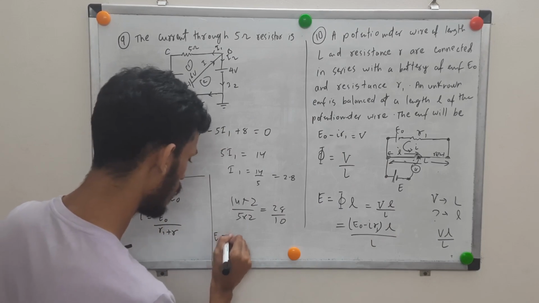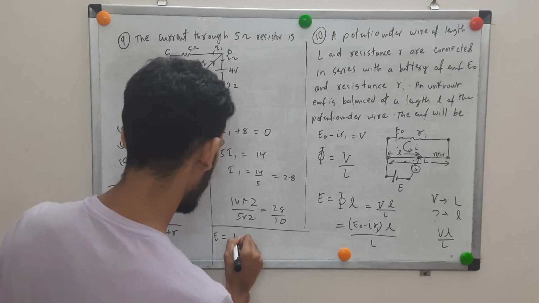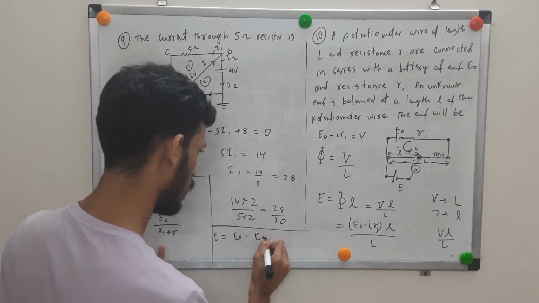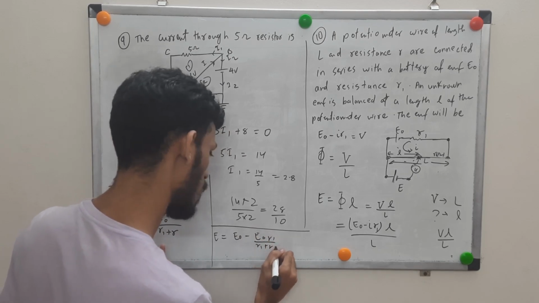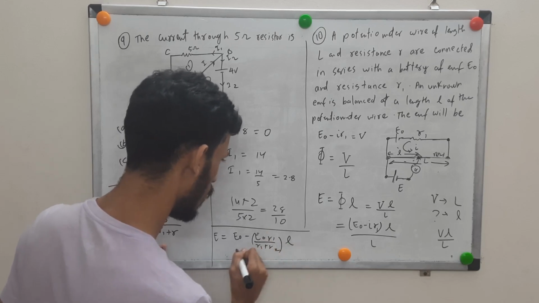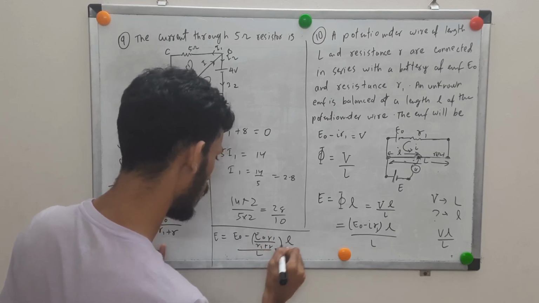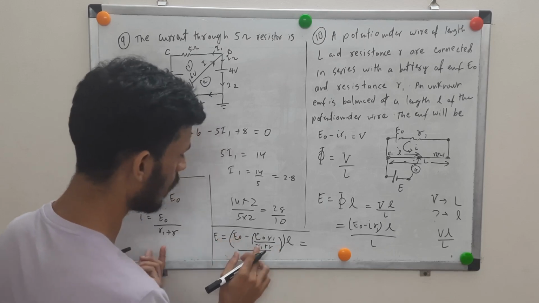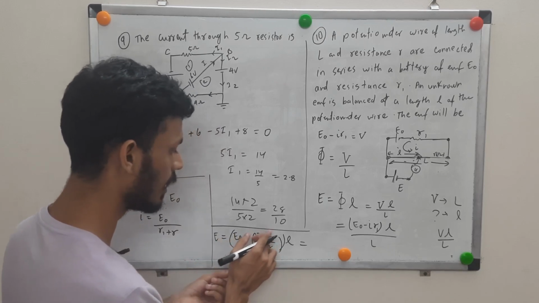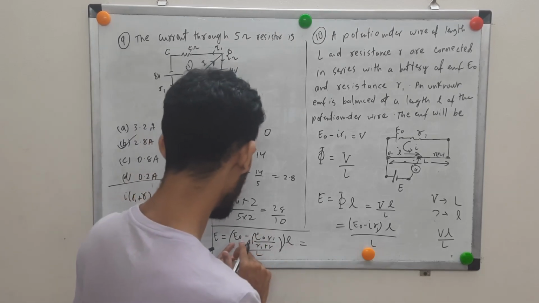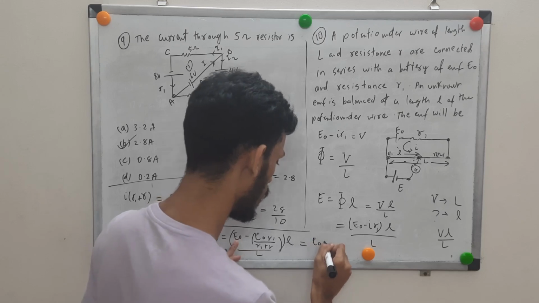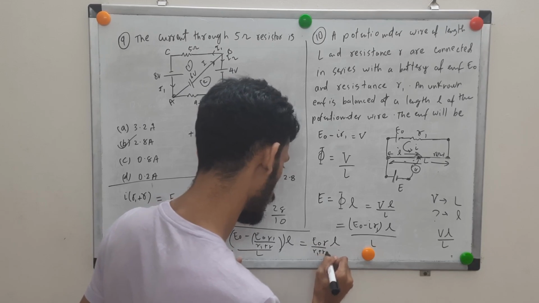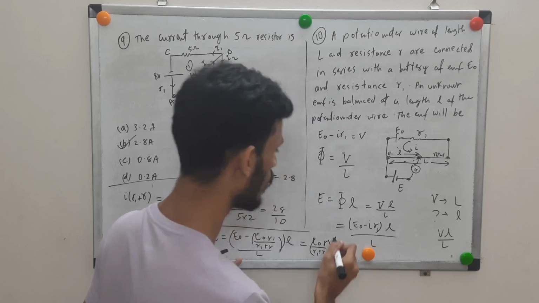So we have E is equal to E naught minus I. I is this thing, E naught by R1 plus R, into l by capital L, right? So if you see, this one will come on top, this E naught R1 will cancel with this E naught R1, so you will be left with E naught R, resistance of the wire, l by R1 plus R, capital L. Okay, so you have the same form, right?